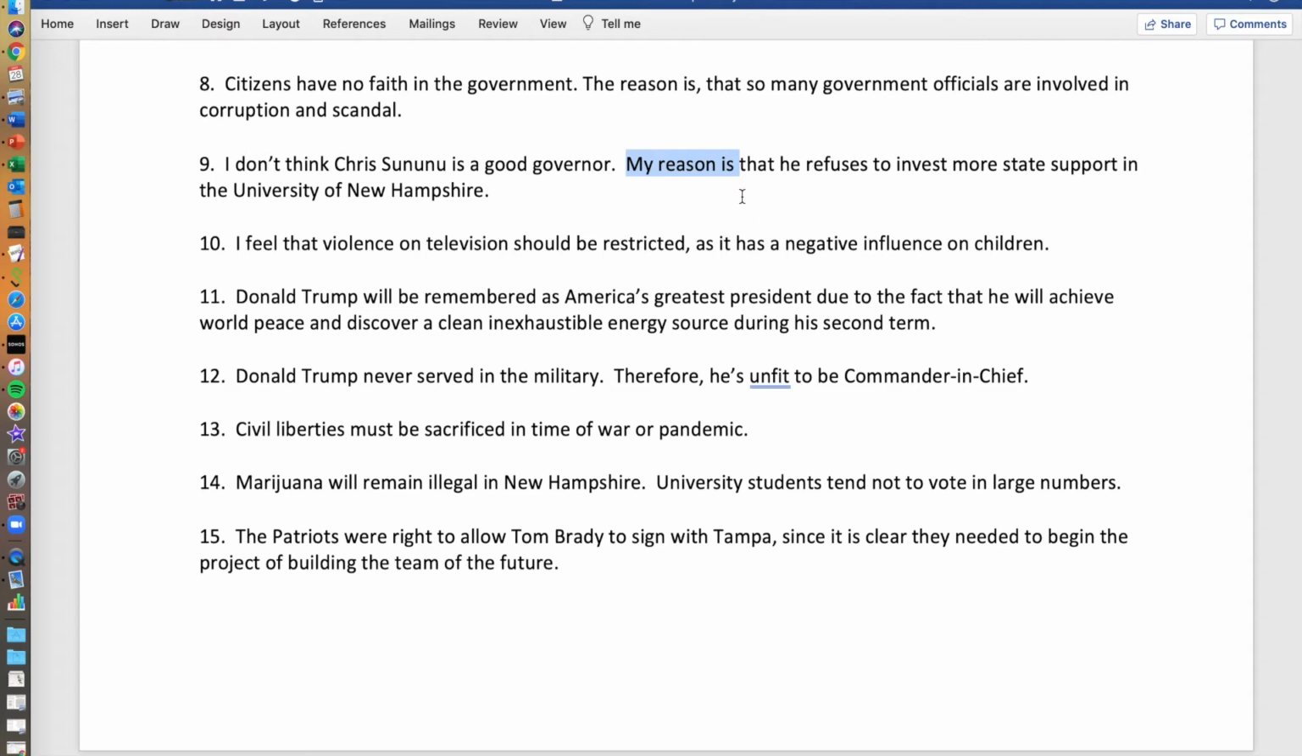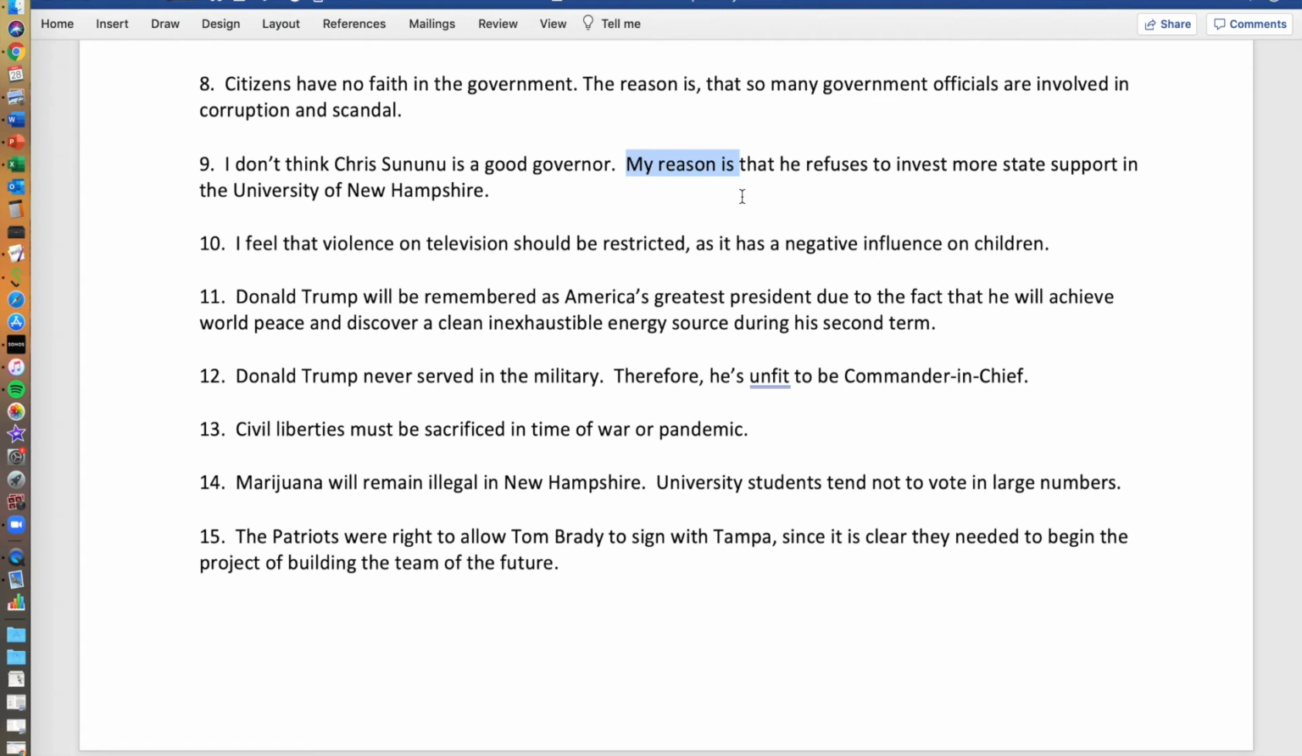We are advancing an opinion, a value judgment in effect, a value claim in the first sentence. I don't think Chris Sununu is a good governor. That's obviously going to be a controversial claim. It's going to be a claim about which other people disagree. And so when someone advances an opinion like this that would be controversial, the expectation is that they would provide some proof or reason in support of it. And indeed, in this case, that's what's happening with the second sentence.